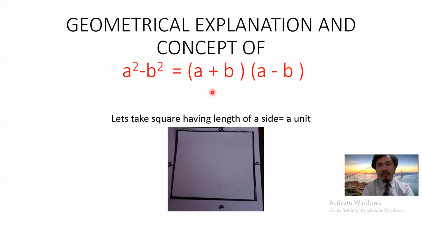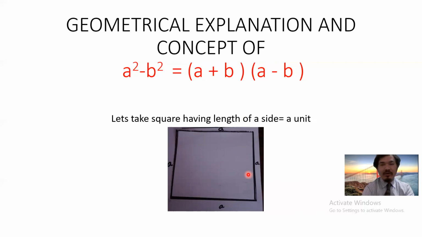For that, look here. Let's take a square having the length of a side equal to a unit. This square is taken, whose side is a unit, length a, breadth also a. Then what is its area? Area means length into length, a into a. That is its area, a square. This big square has area a square, L into L, that is a into a, a square.